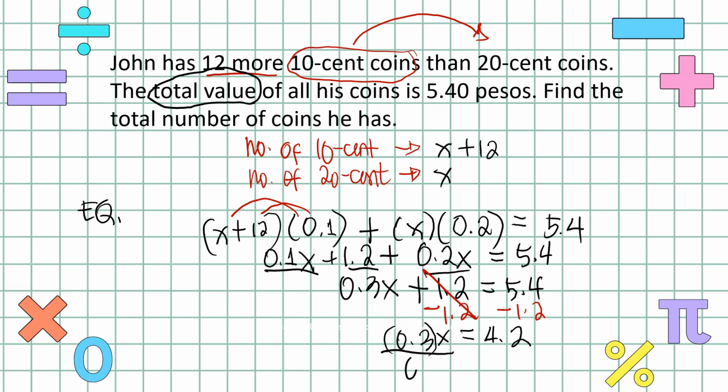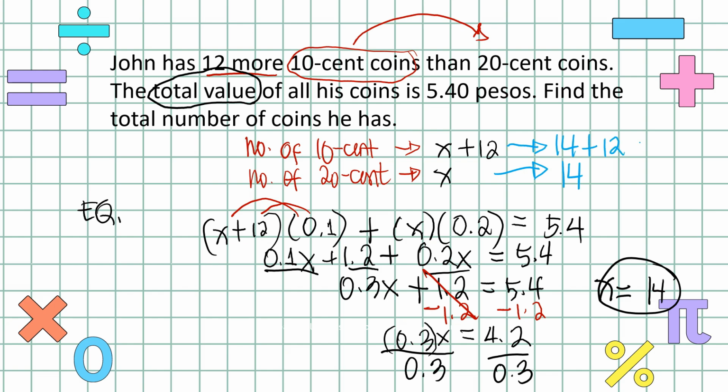Okay, and dividing both sides by 0.3, the answer will be x equals 14, which means the number of our 20-cent coins is 14, and this is 14 plus 12 equals 26. So he has a total of 26 10-cent coins and 14 20-cent coins.